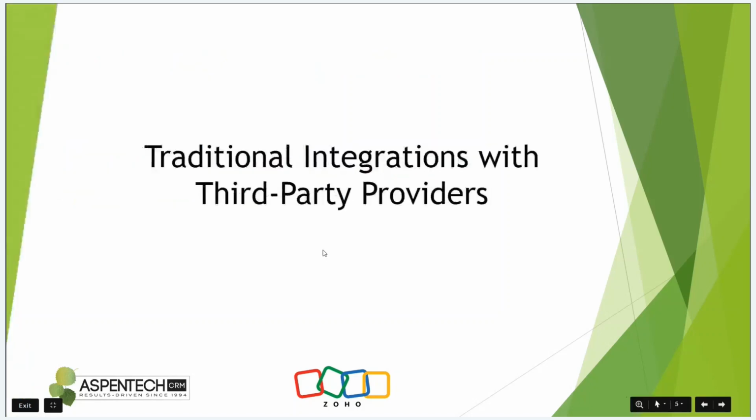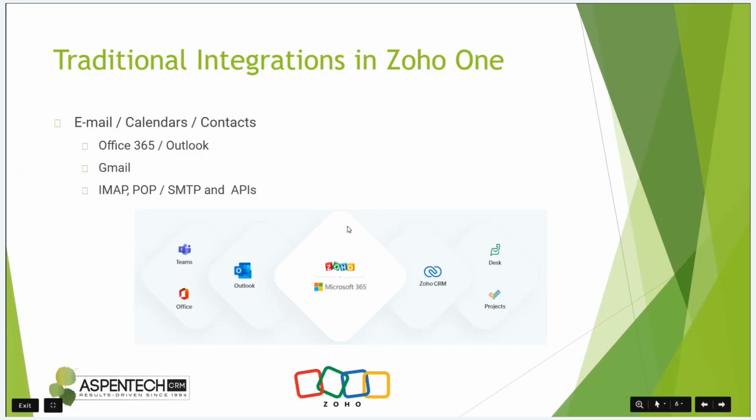We're going to start out today by talking about the traditional integrations that Zoho provides with your third-party communication providers. So first, we've got your mail providers. And these also happen to integrate things like calendars and contacts, typically. Of course, we've got Office 365 and Outlook, as well as Google or Gmail, and the ability to integrate a variety of other email hosts through things like IMAP or POP and SMTP, or even API-based integrations. These traditional integrations exist throughout a variety of Zoho apps, from CRM to Desk to Projects and many more.